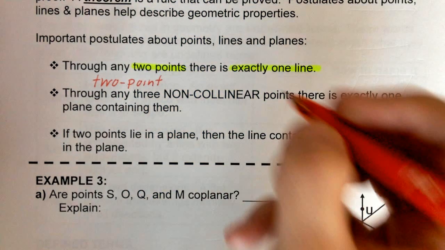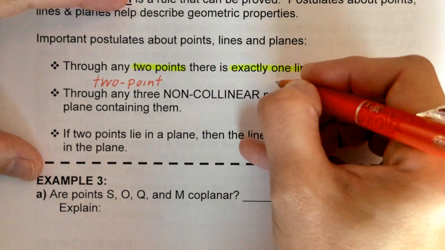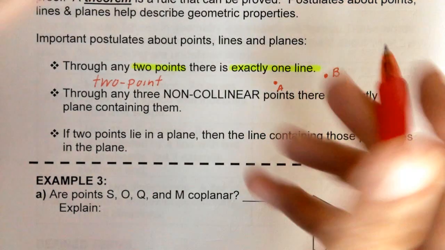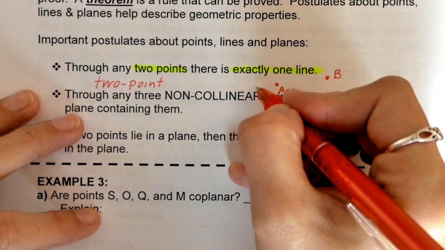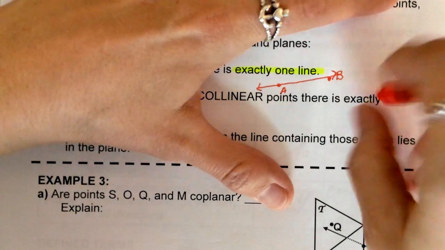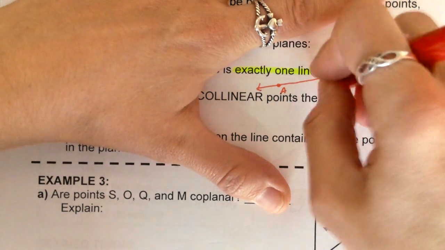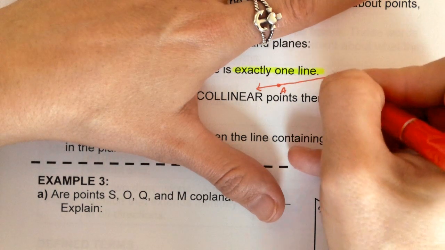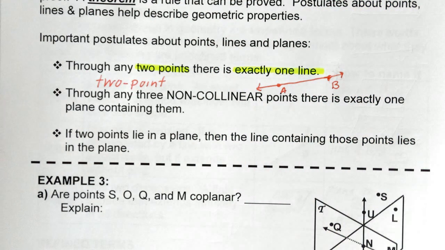All that means is that if you have 2 points, say point A and point B, there is exactly one line that can go through them. Sorry, it's a little messy. I'm going to clean it up a little bit for you. If you have 2 points, you can shoot one line straight through them. Doesn't matter where those 2 points are.